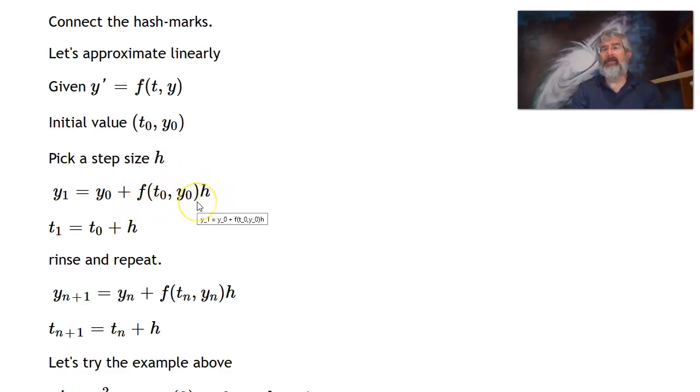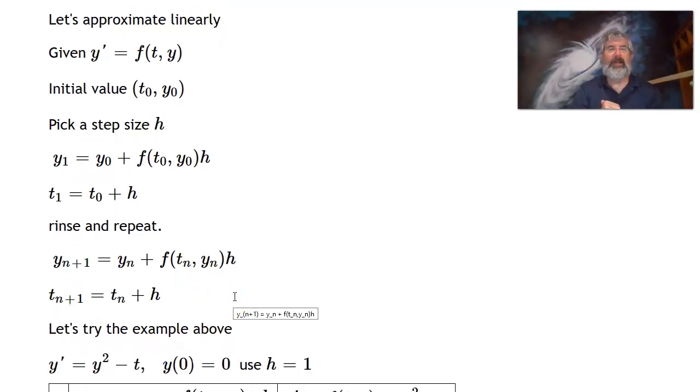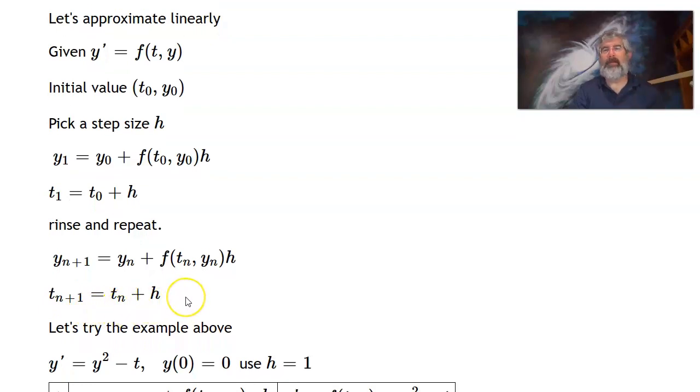This is like the differential, right? We did calc 1. And then my new t value is going to be the old t value plus h. Just move over. Okay. Rinse and repeat. Do the same thing again. In general, y sub n plus 1, the n plus first point, is the nth point plus the slope times h, right? Times that little change in t. And the new t value is just the old t value plus h. Okay.